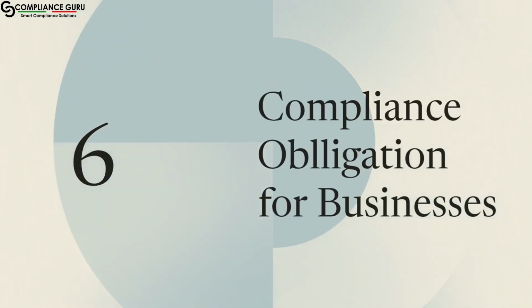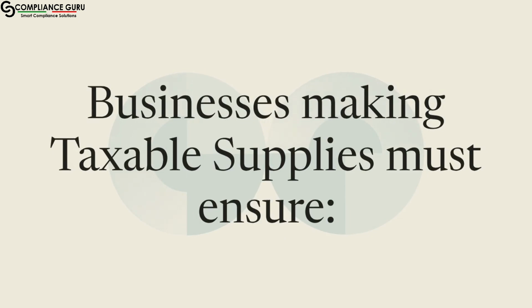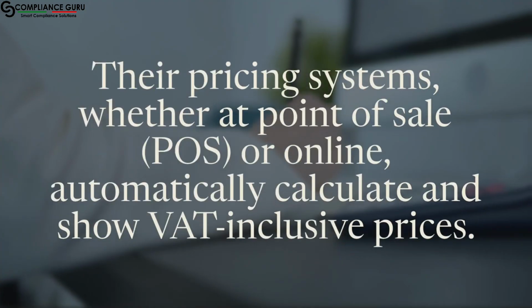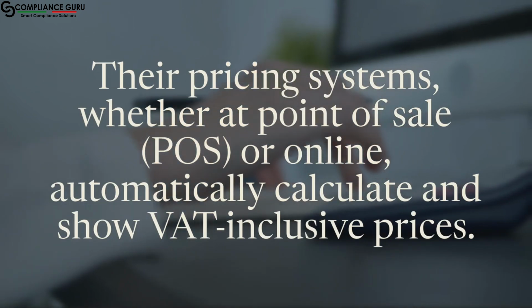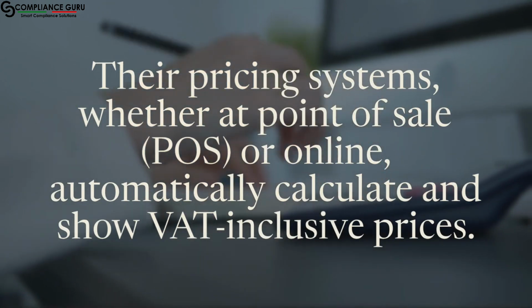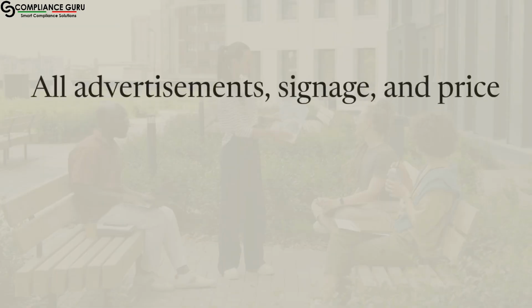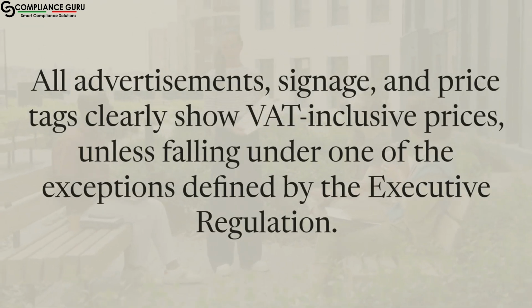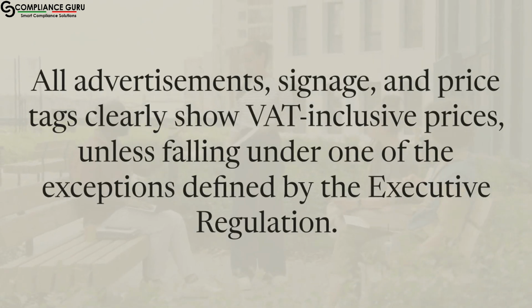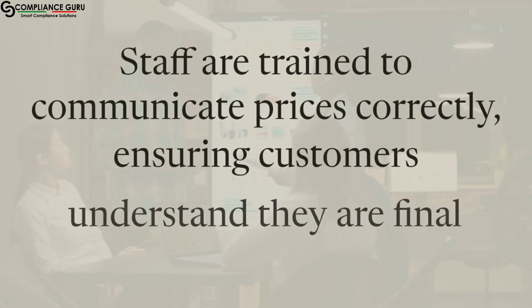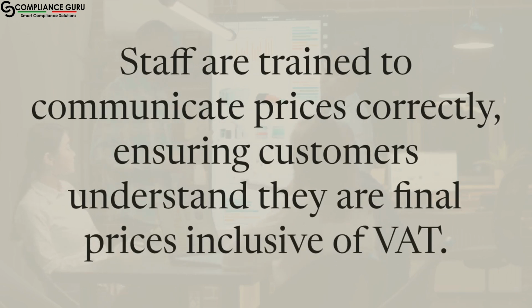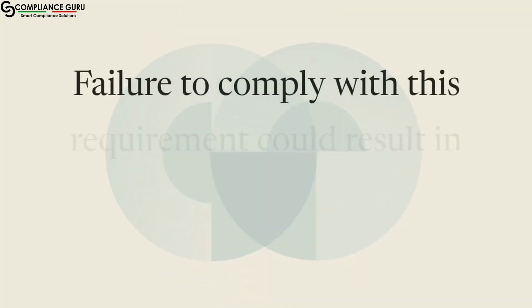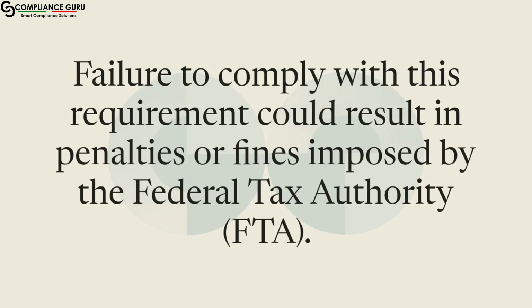6. Compliance obligation for businesses. Businesses making taxable supplies must ensure their pricing systems, whether at point of sale, POS, or online, automatically calculate and show VAT-inclusive prices. All advertisements, signage, and price tags clearly show VAT-inclusive prices, unless falling under one of the exceptions defined by the executive regulation. Staff are trained to communicate prices correctly, ensuring customers understand their final prices inclusive of VAT. Failure to comply with this requirement could result in penalties or fines imposed by the Federal Tax Authority, FTA.